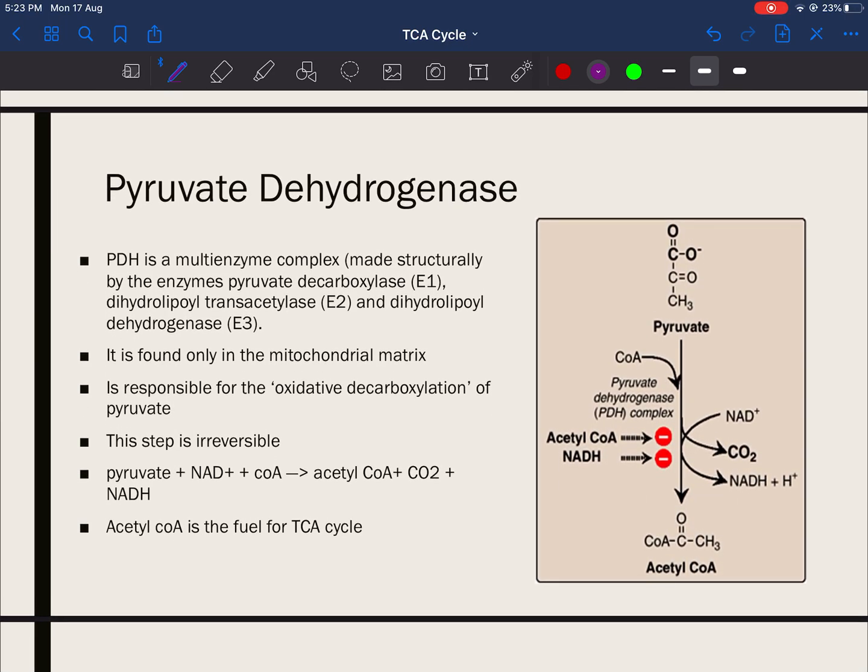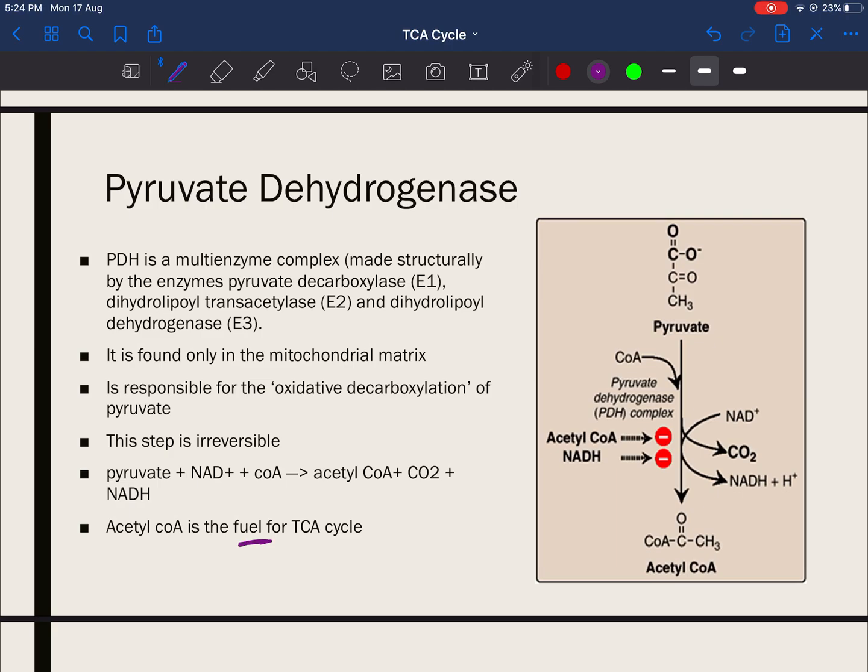Pyruvate dehydrogenase. So now that we have pyruvate, we can't just simply put it into the Krebs cycle. It doesn't work that way. We first need to convert it into acetyl-CoA, and it is the acetyl-CoA which is the fuel for the citric acid cycle. So basically, PDH, or pyruvate dehydrogenase, is a multi-enzyme complex, which means that it is a complex made up of multiple enzymes. It's not just one enzyme that's going to work on pyruvate and then give you acetyl-CoA.